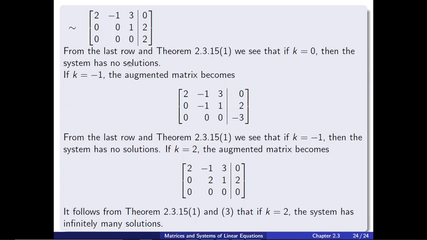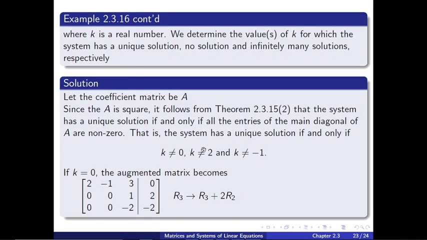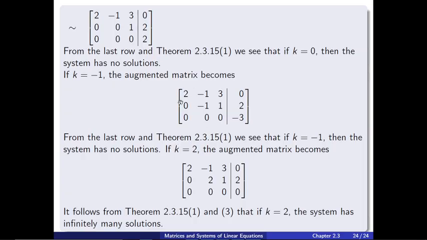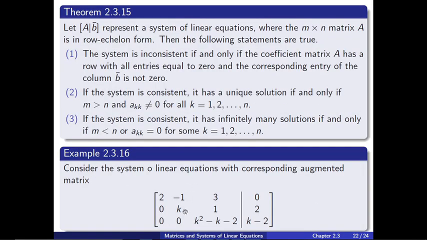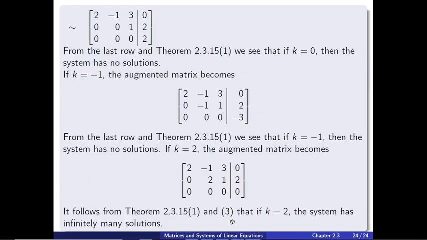Let's get on to k equal to minus 1. When k is equal to minus 1, if you plug in minus 1 there, you've got a minus 1 there, and then minus 1 squared plus 1 minus 2, and you get a 0 there. This was k minus 2, so minus 1 minus 2 gives minus 3. Again, using the theorem we just looked at, we can see that the system has no solutions because the system is inconsistent.